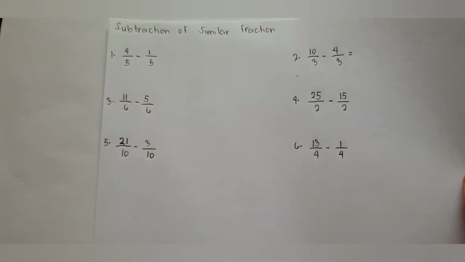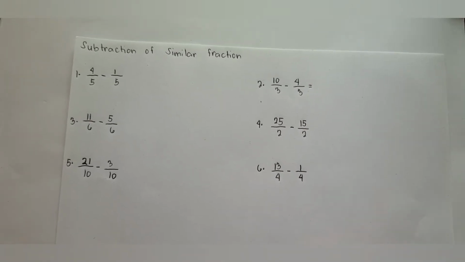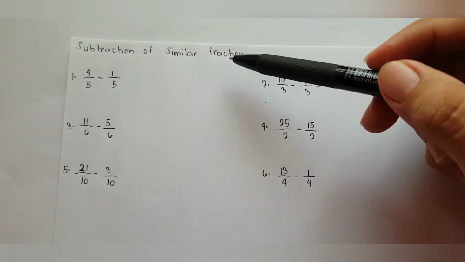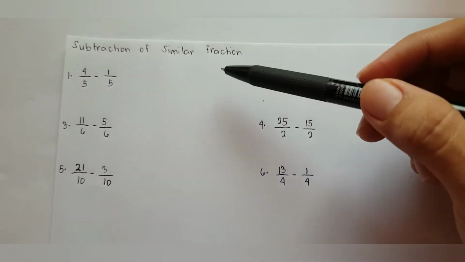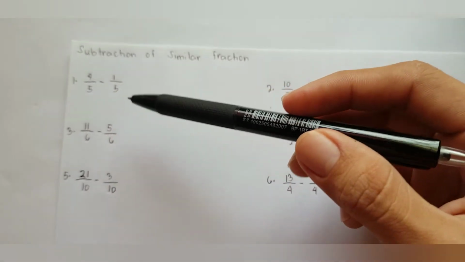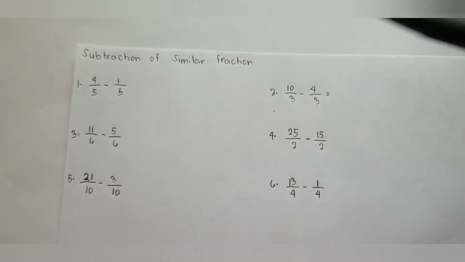For today's video, we're going to discuss another set of topics in elementary lessons, which is subtraction of similar fractions. I have here 6 examples to be solved in this video. For subtraction of similar fractions, when we talk about similar fractions, it means that these are fractions whose denominators are equal or the same. So they have common denominators.